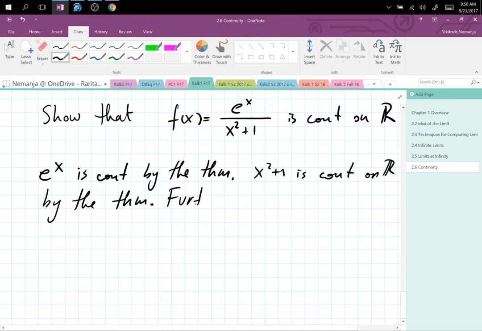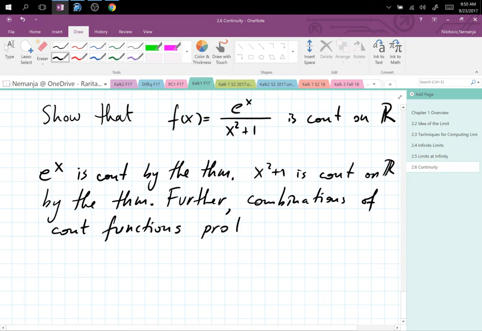Further, you have to put that word in. It just makes it cool. Further, combinations of continuous functions produce a continuous function.